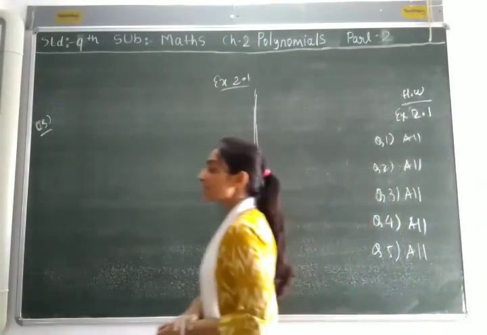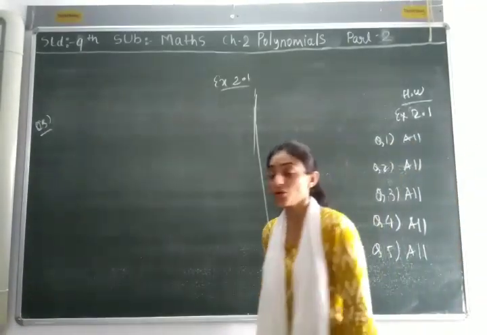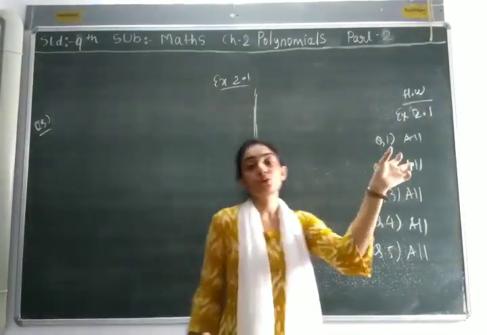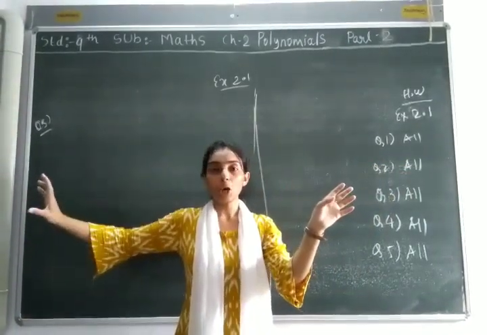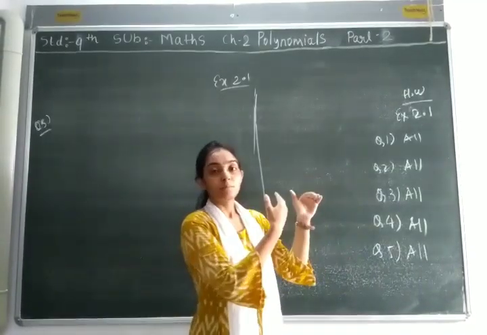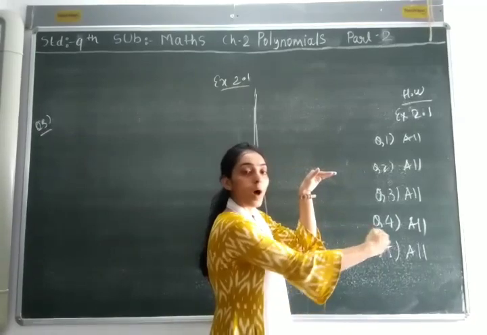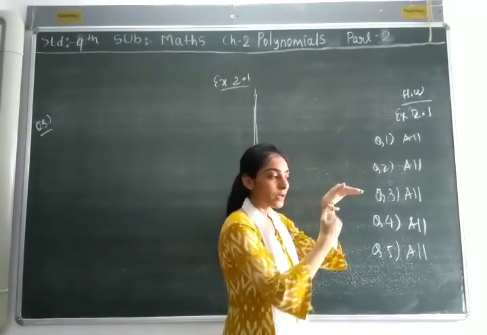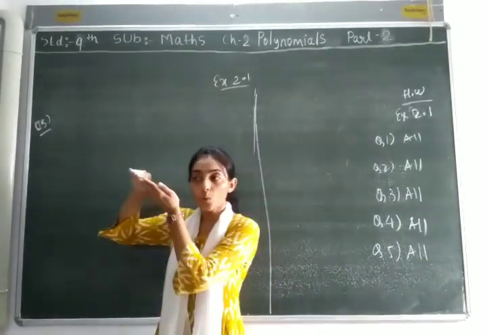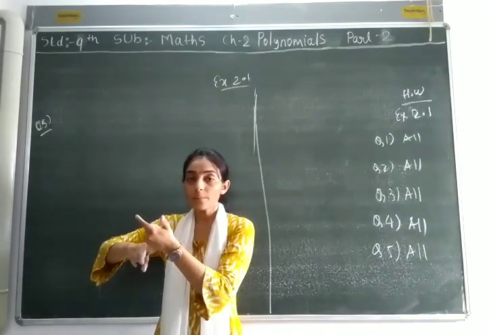So, in today's lecture, what have we learned? We have learned the classification of polynomials, in two types. First is by terms, like monomial, binomial, trinomial. And second is by degree, like linear, quadratic, cubic. Now look at the monomial. A monomial contains only one term.